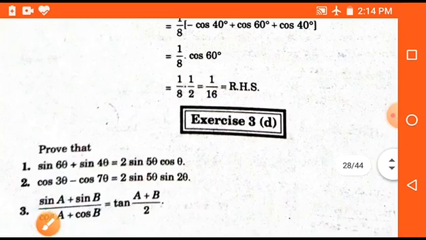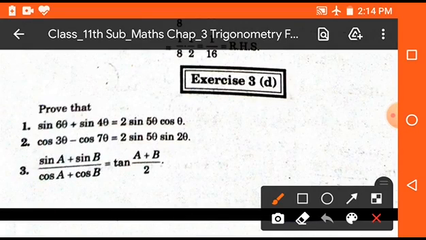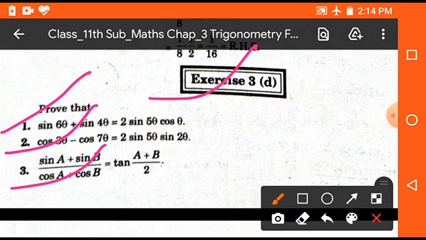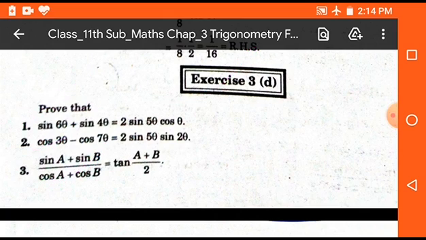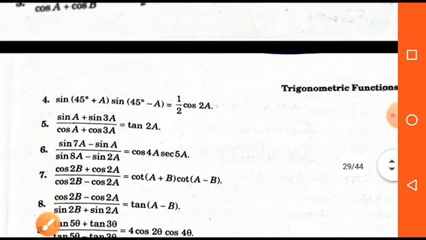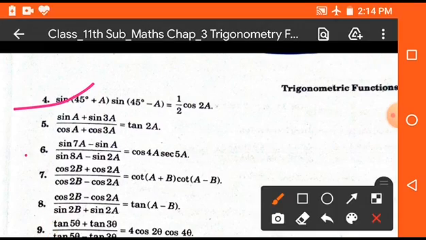Clear students? Now the exercise 3D is very simple, and in this exercise you will find only the formula of C plus D or multiplication. That means 2 sin A sin B, 2 cos A cos B, 2 cos A sin B. Clear? So this is your homework and you have to complete the exercise 3D completely. If you have any problem, then you can watch the video again, and you can also solve questions related to the examples. Clear students? This is your homework.